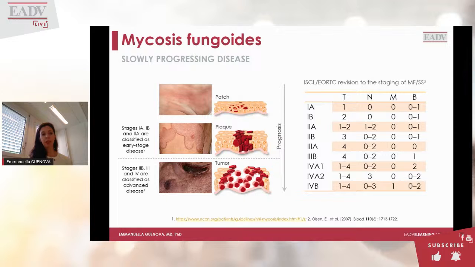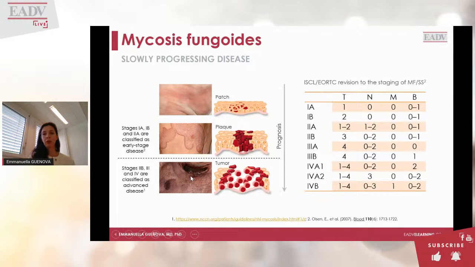Mycosis fungoides is by far the most common cutaneous T-cell lymphoma. It is a slowly progressing disease going through patches, plaques, and tumors throughout its evolution, although it is also possible that patients are initially diagnosed directly in advanced tumor stage or erythrodermic stage.